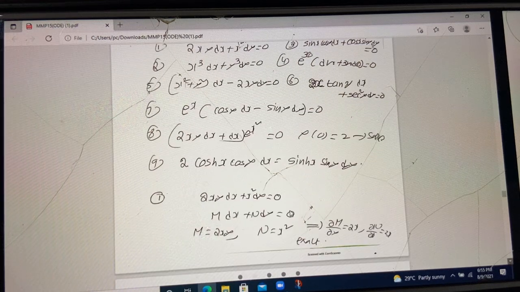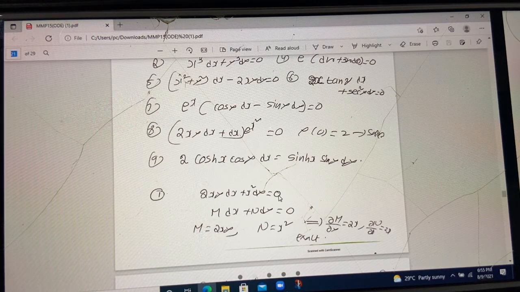Let us see the first question. 2xy dx plus x square dy equals 0. It is in M dx plus N dy form. M is 2xy, the dx coefficient. Don't take the first one as M and the second as N. The dx coefficient is M, the dy coefficient is N. N is x square. Dou M by dou y is 2x. Dou N by dou x is 2x. So it is exact, and you don't require an integrating factor.